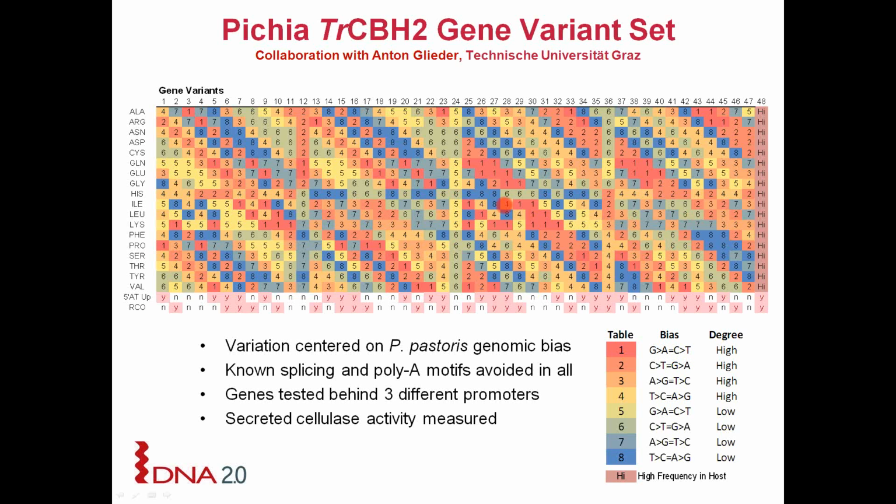For this study, we made 48 gene variants, varied similarly to the example I showed you earlier, varied in GC and purine versus pyrimidine content for each amino acid independently. And what they did is they took each of these genes and tested them behind 3 different promoters, a variety of constitutive and induced promoters and a variety of different promoter strengths. And then they measured, instead of total protein production, secreted cellulase activity. So they're looking at active secreted enzyme as the output.